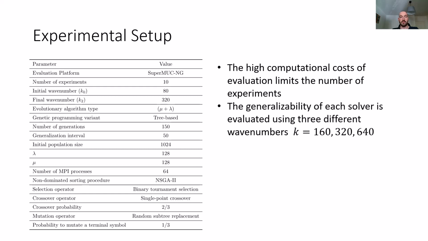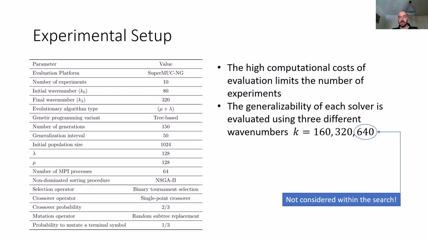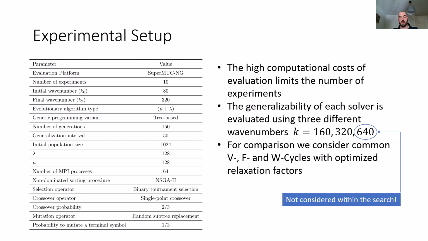To test the generalizability of each solver that we find within optimization, we consider 3 wave numbers, where the interesting thing is that the largest wave number here is larger than all those considered within the optimization. So we can test whether our solvers generalize to even larger and more difficult problems. For comparison, we consider common V, F, and W cycles, where we use optimized relaxation factors and the best possible smoother.